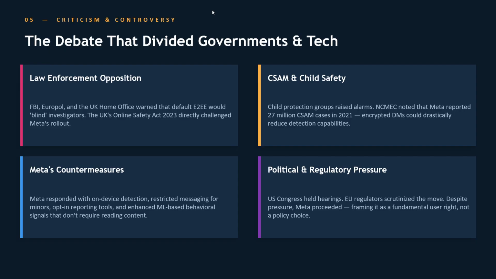Meta's response was to double down on alternative approaches: on-device detection, behavioral signals that don't require reading content, restricted messaging features for users under 16, and opt-in reporting. And when US Congress held hearings and EU regulators pushed back, Meta still proceeded. They framed encryption not as a policy choice but as a fundamental right.